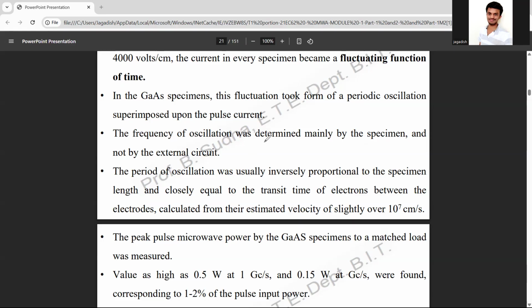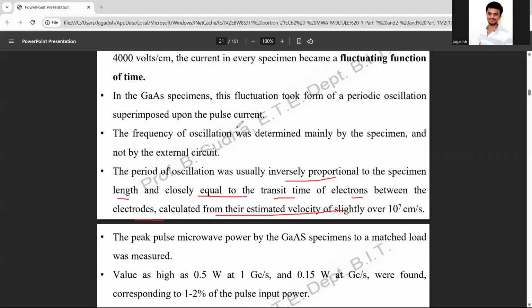The frequency of oscillation was determined mainly by the specimen and not by the external circuit. The period of oscillation was usually inversely proportional to the specimen length, very important, and closely equal to the transit time of electrons between the electrodes, calculated from their estimated velocity of slightly over 10 to the power of 7 meter per second. So first you have to write about the electric field and what happens whenever the periodic fluctuation takes place.